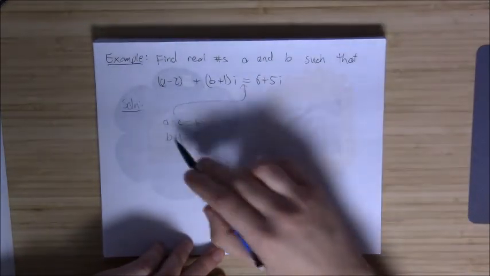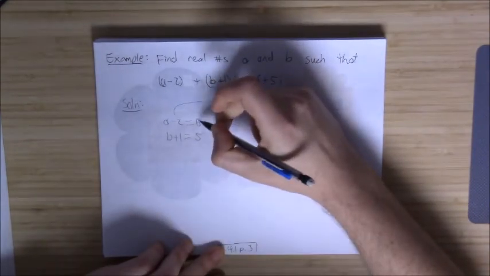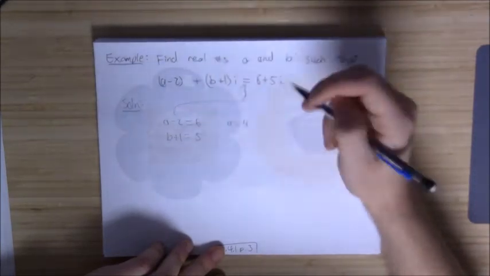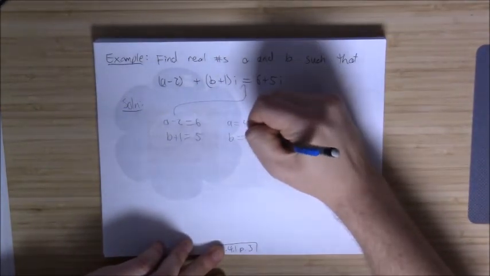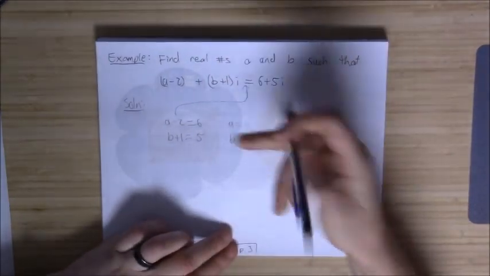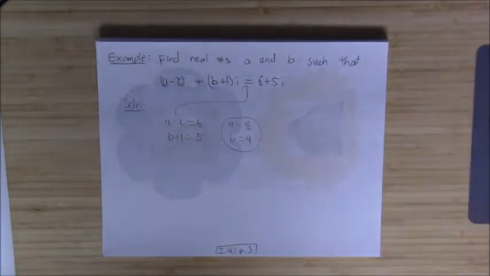But then we can solve these out. So b would have to equal, subtract 1, 4. And a, add 2, so 6 plus 2, which is 8. So a would have to be 8 and b would have to be 4.